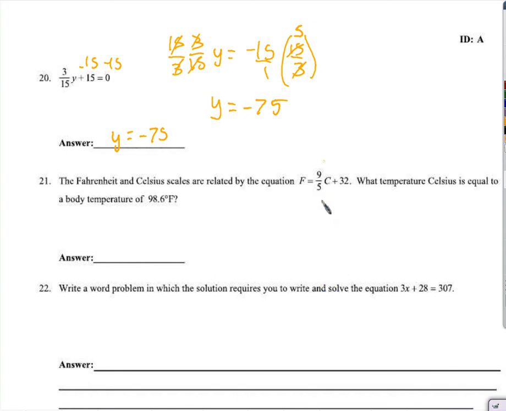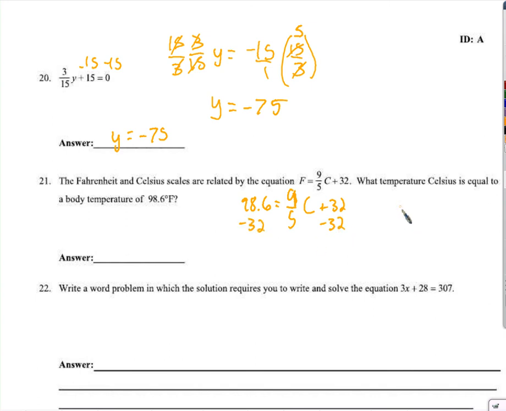Next, we have this formula here. Fahrenheit equals 9/5 times Celsius plus 32. Okay, just read the question carefully. I think most of you did. What temperature Celsius is equal to a body temperature of 98.6? Fahrenheit is 98.6. So 98.6 equals 9/5 times C, the thing that I want to solve for, plus 32. Okay, remember, deal with this 9/5 times C later at the very end. Let's subtract 32 to begin with.